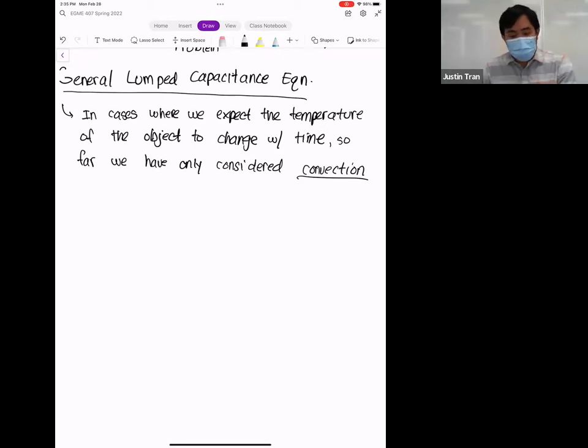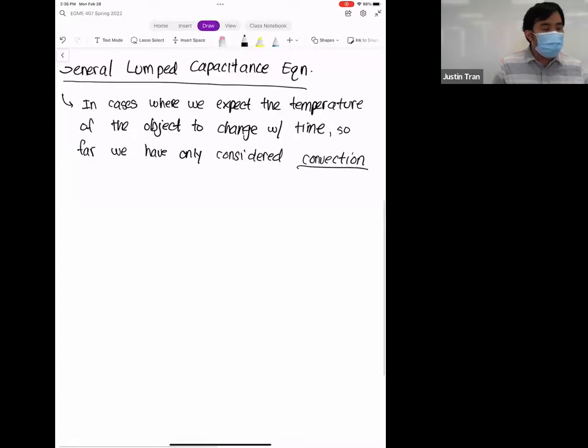Okay. This is fine. So this is good. So this covers a lot of situations that are out there, but it's not the most general case, because you can have a lot of different other time varying situations where you have more than just convection.